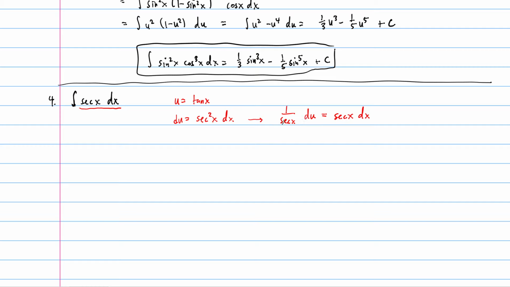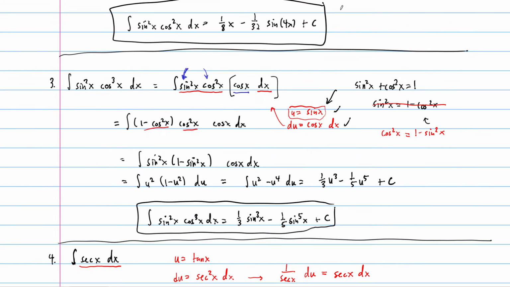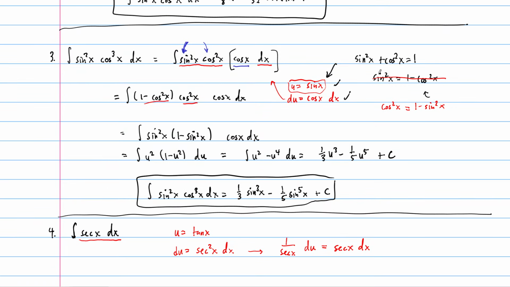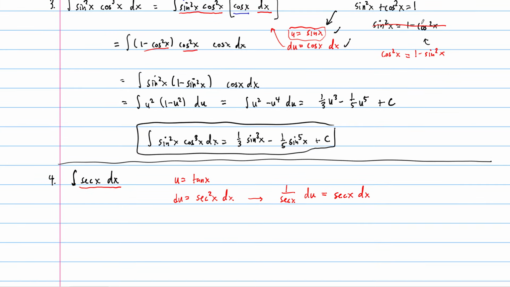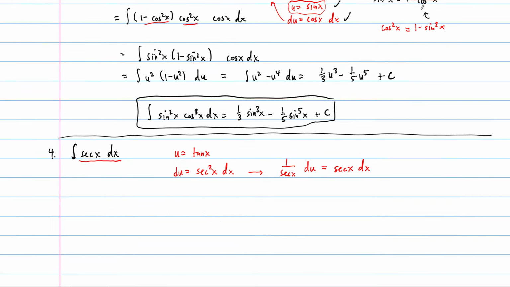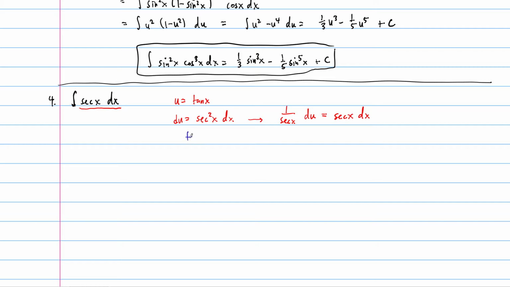We need to get secant in terms of u. So is that even possible? And the answer is yes, because we have a Pythagorean identity just like the one we used up here. There's a Pythagorean identity that relates tangent and secant. Just take this equation and divide through by cosine, and you'll get tangent squared plus 1 equals secant squared. So this is an identity that relates tangent squared plus 1 to secant squared.